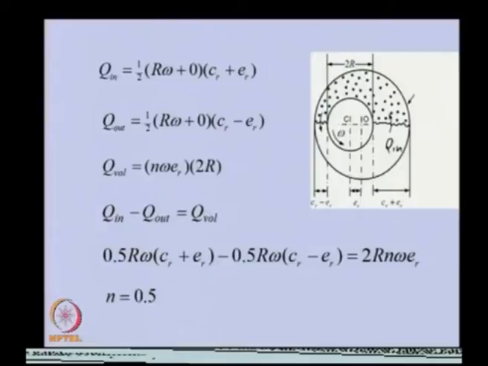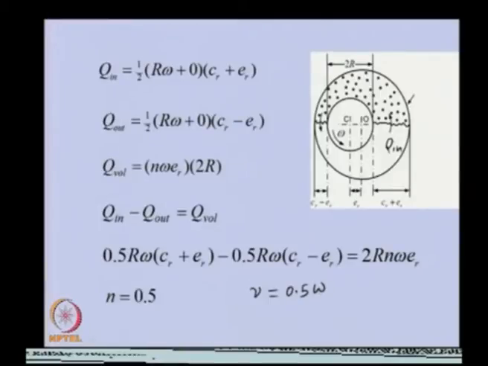If we equate this and solve it, we will see that n is equal to 0.5. That means the whirl frequency is equal to 0.5 of the speed of the rotor. This we have seen in the previous Campbell diagram, that the whirl frequency due to this oil whirl takes place at approximately half of the spin speed of the rotor.